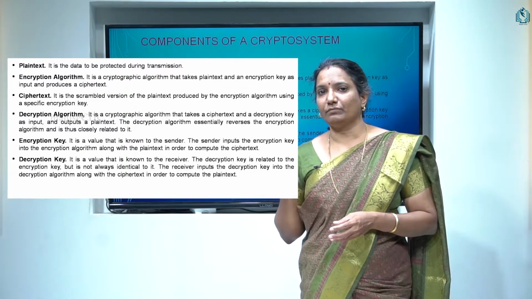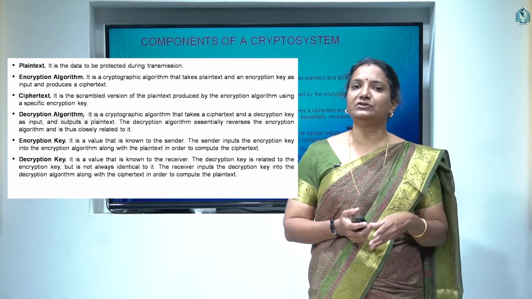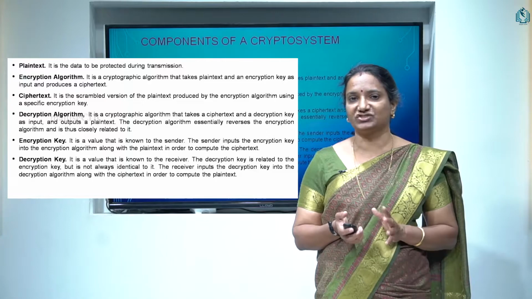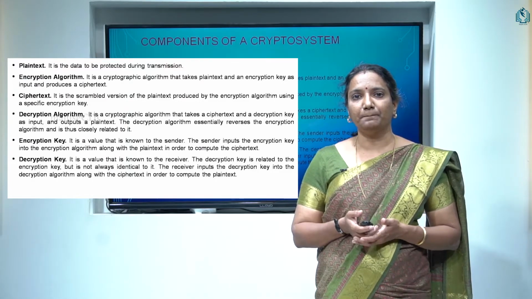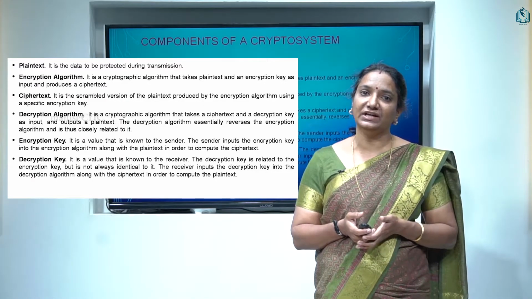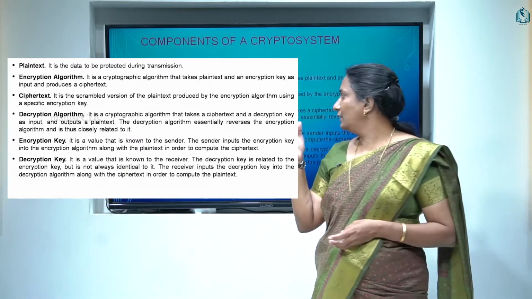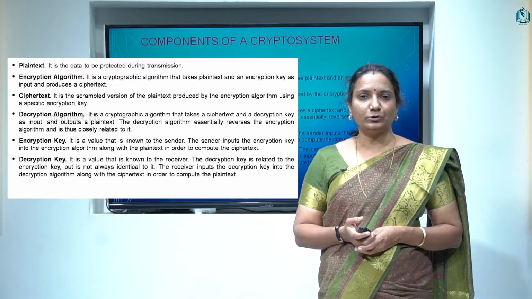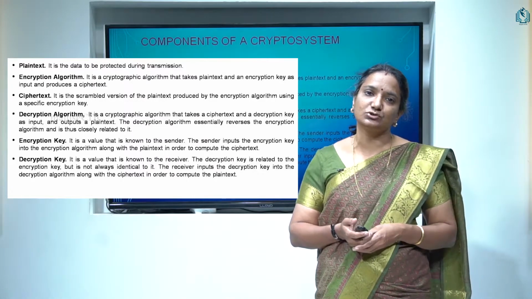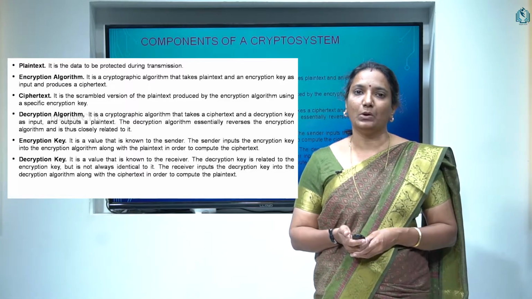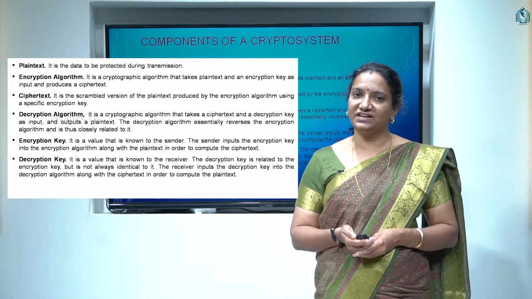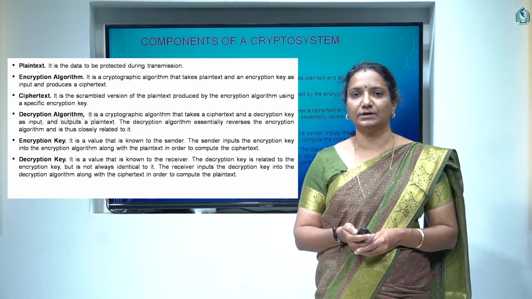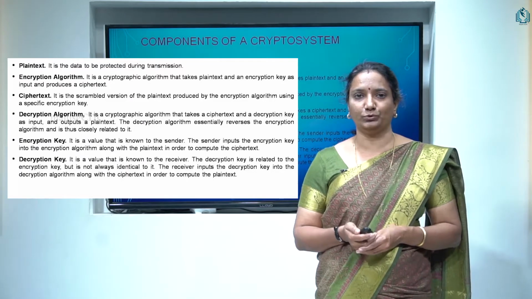Next, ciphertext. It is a scrambled version of plain text, that is, it is in unintelligible text form, converted by an encryption algorithm using an encryption key. Next, the decryption algorithm. It is a cryptographic algorithm that performs the reverse operation of the encryption algorithm, where the decryption algorithm takes a ciphertext and a decryption key as input and produces plain text as output.